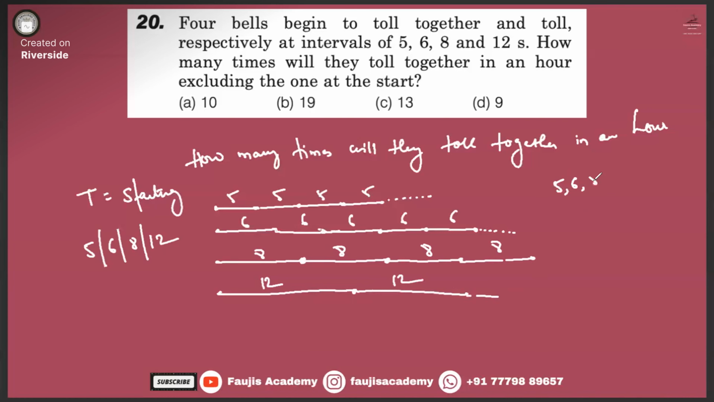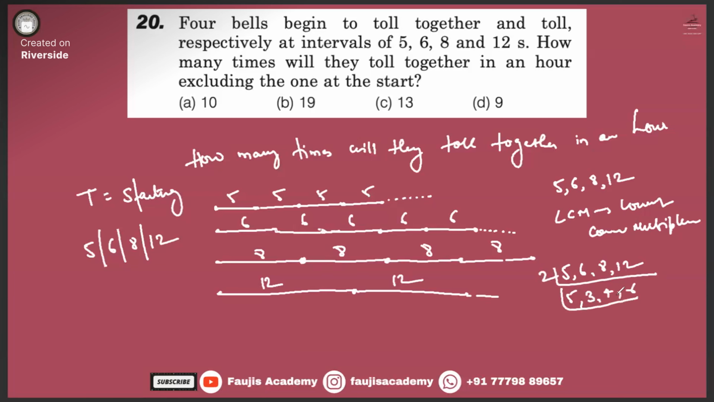To find that, we basically find the LCM of the given numbers. LCM means lowest common multiple, right? So what is the LCM of 5, 6, 8, and 12, guys? Let's find it by using the division method. 2, 5, 6, 8, 12, and so on. What is the LCM, guys? If you do not know how to find LCM, this is how we find it. What is the number? Tell me.